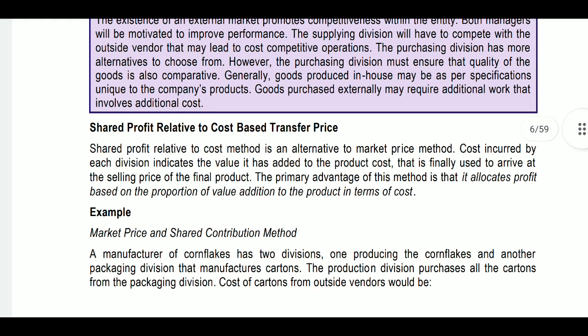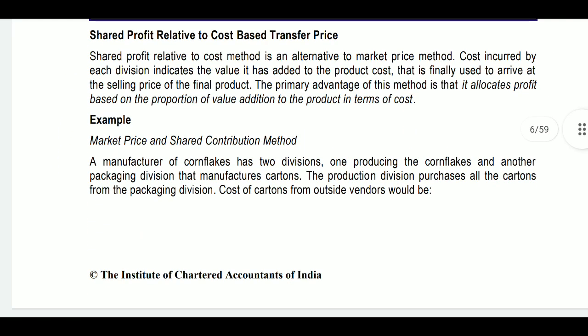Next, shared profit related to cost based transfer prices. Here, cost based transfer pricing is the cost method, which is an alternative to the market method. Whatever cost is incurred by the division will be added to the product cost, and finally we arrive at the selling price of the final product. The primary advantage is that profit is allocated based on the proportion of value addition to the product in terms of cost. For example, the market price and shared contribution method.